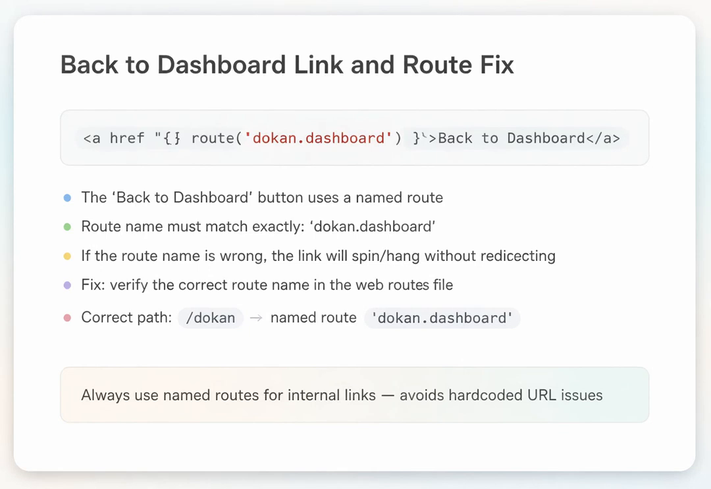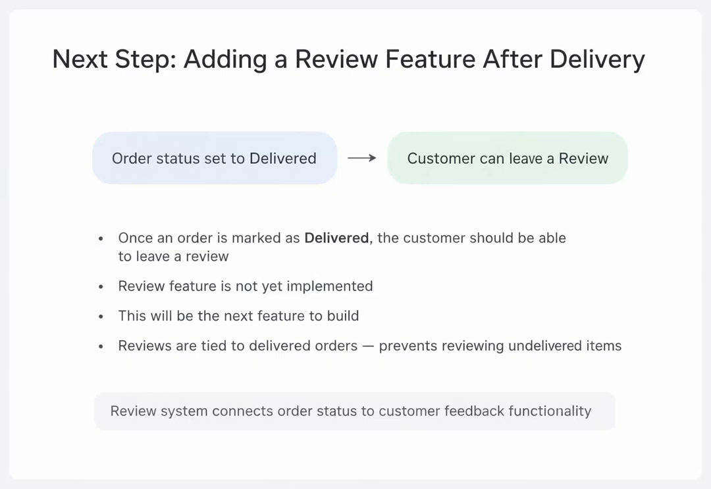One small issue that came up was the Back to Dashboard link not working. It was just spinning without redirecting. This happened because the route name used in the link didn't exactly match the route name defined in the routes file. The fix is to check the web routes file, find the correct name for the Doken dashboard route, and use that exact name in the link. This is a good reminder of why named routes are so useful, but they only work if the names match perfectly on both ends.